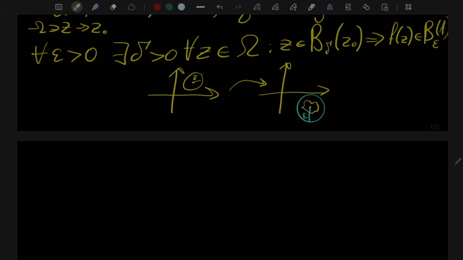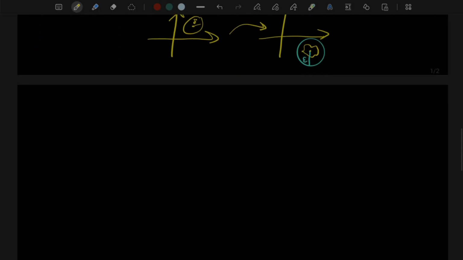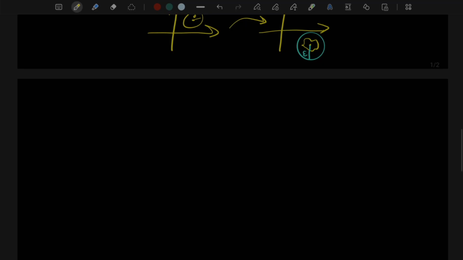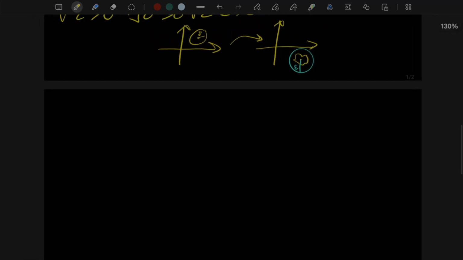So you can see that a neighborhood delta of our point z0 is mapped onto a subset of the neighborhood epsilon of our point a. Okay, now that we have completed this, we can continue and speak about continuity of our functions. So we have another definition.